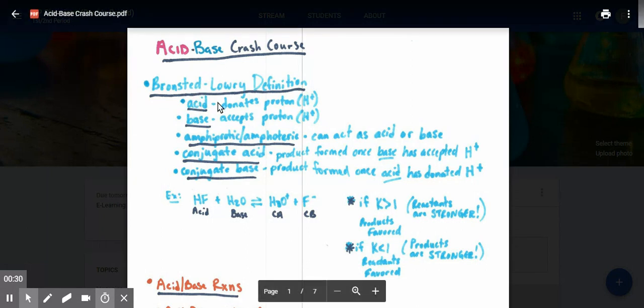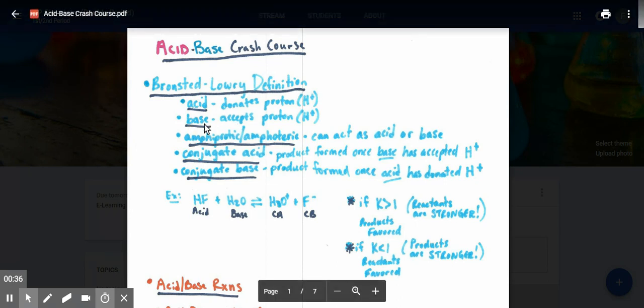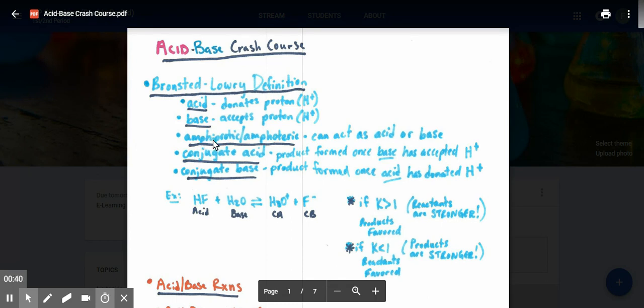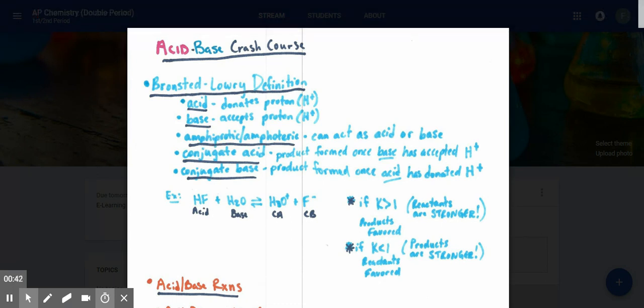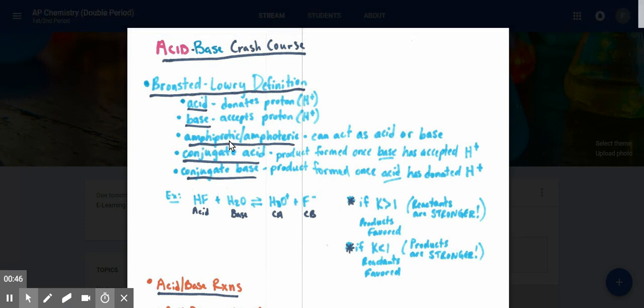So the definition: an acid donates a proton. A proton is essentially an H+ ion there. The base accepts the proton, and then you also have things that can act as both an acid and a base. So if it can act as an acid or a base, we call that amphiprotic or amphoteric.